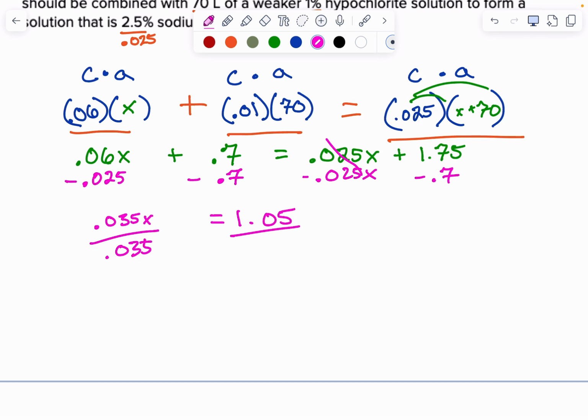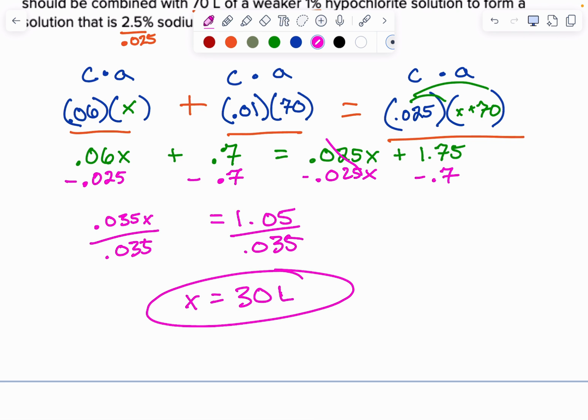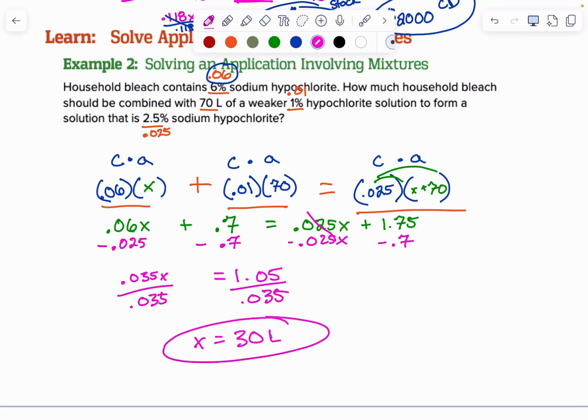Actually, I think it's 30. 30 liters. Okay? So my overall total solution will be how many liters? 100, right? 70 liters, 30 liters. Concentration times amount, got it?